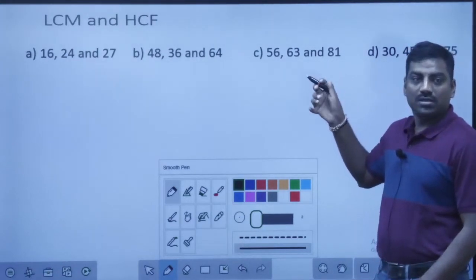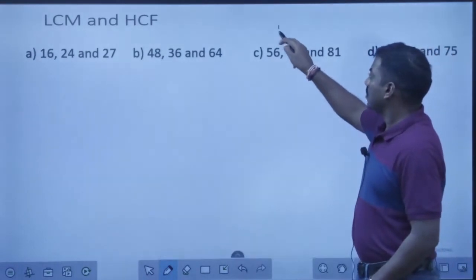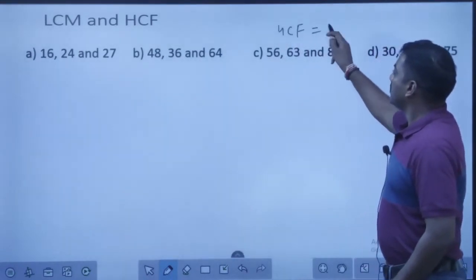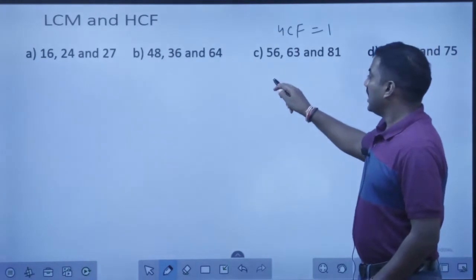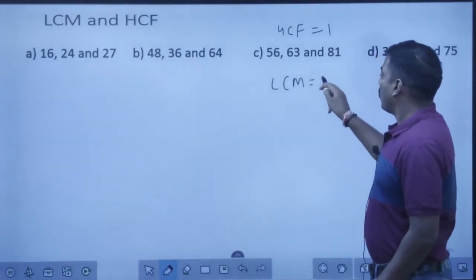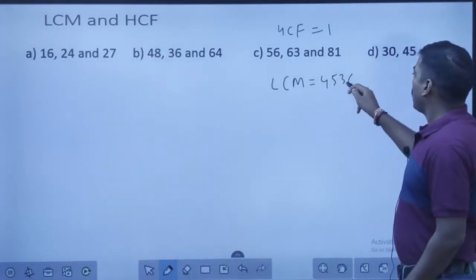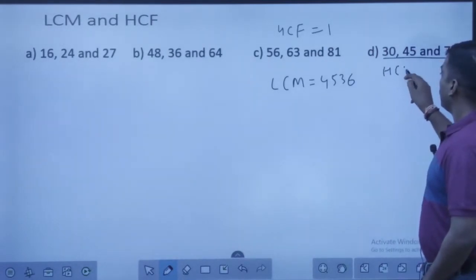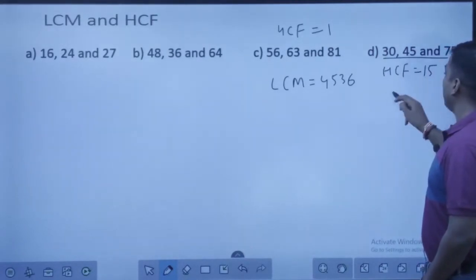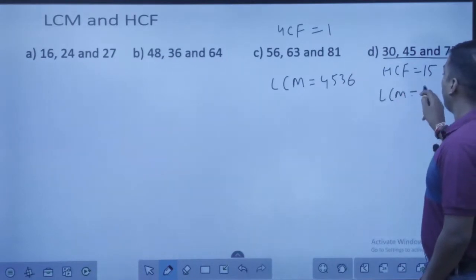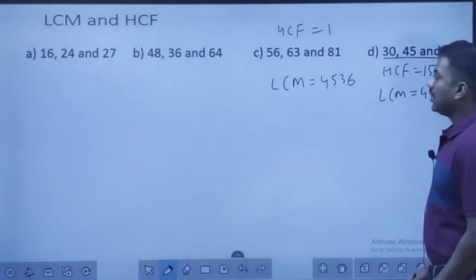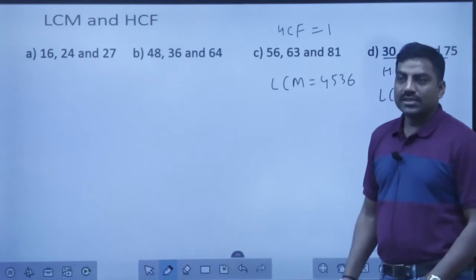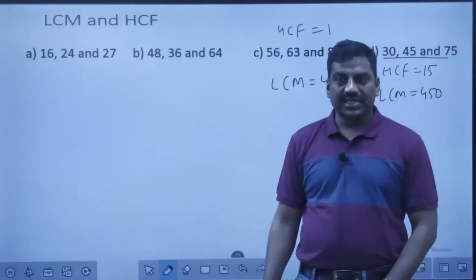No one? HCF is 1. HCF is equal to 1. LCM 4536. Very good. What about this? HCF 15 and LCM 450. Very good. Okay. After this, we'll learn a small concept based on LCM and HCF only.